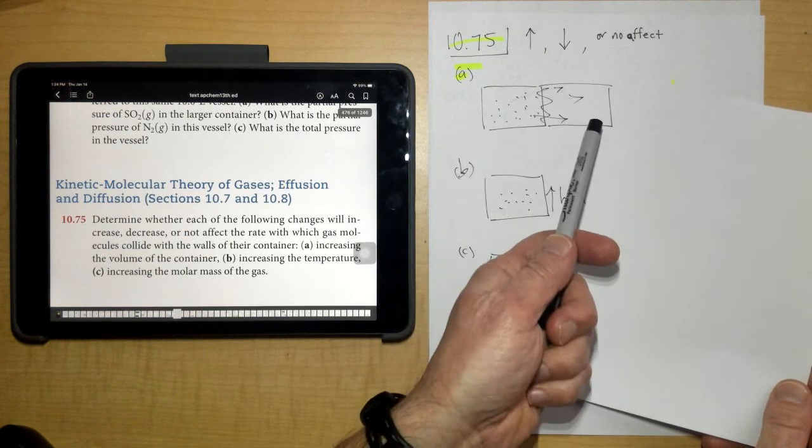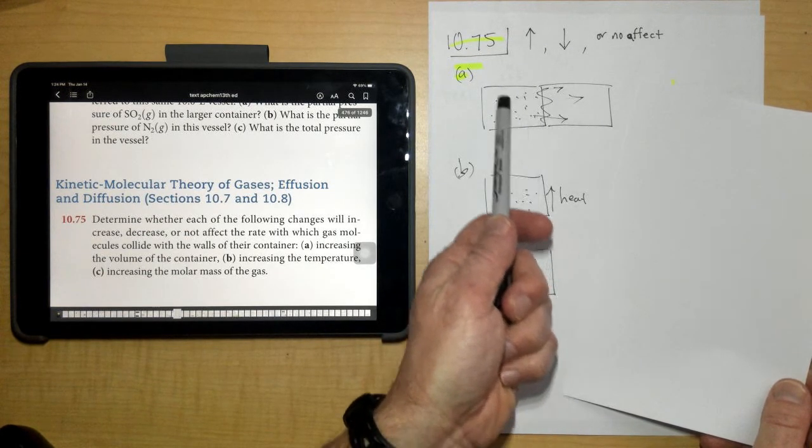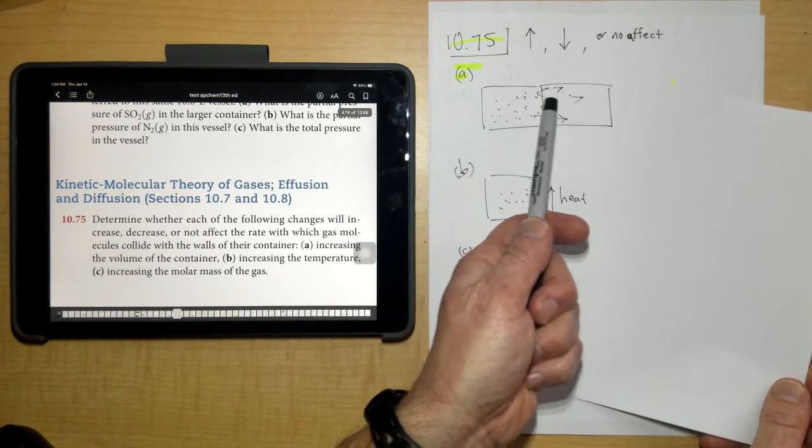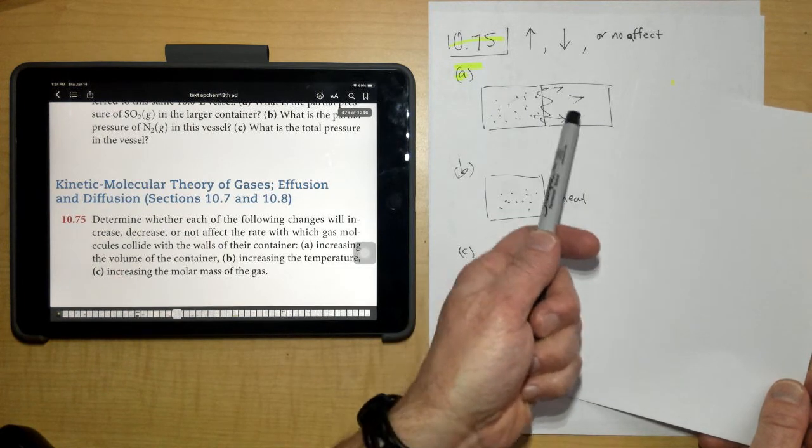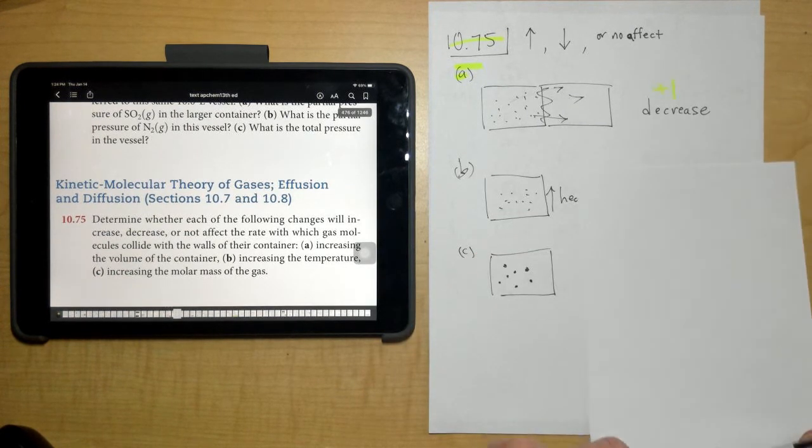So if you increase the volume right here, the molecules that were in this part of the container now can spread out to a much larger container, and therefore they will decrease in the number of collisions they will have with the side of the container because they're more spread out. They don't bump into each other as much anymore. That's worth 1 point for 75.